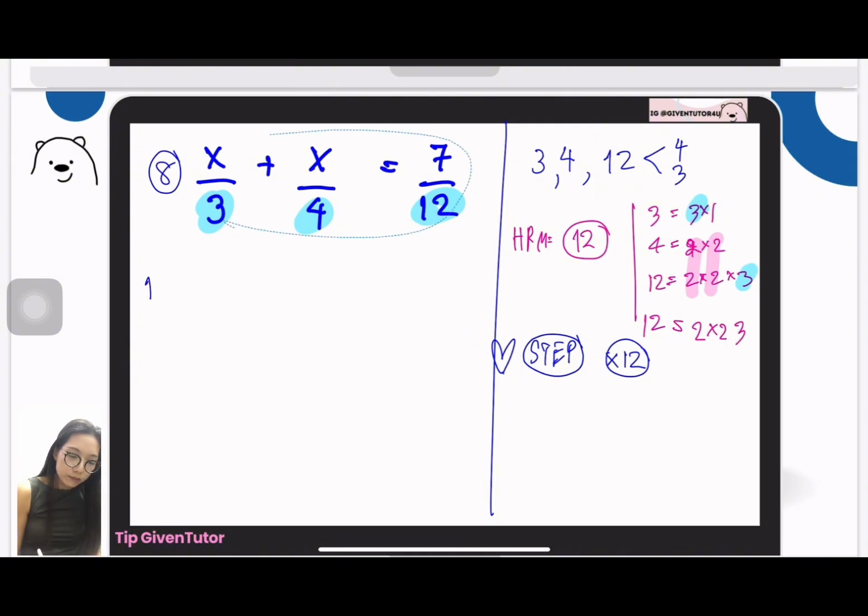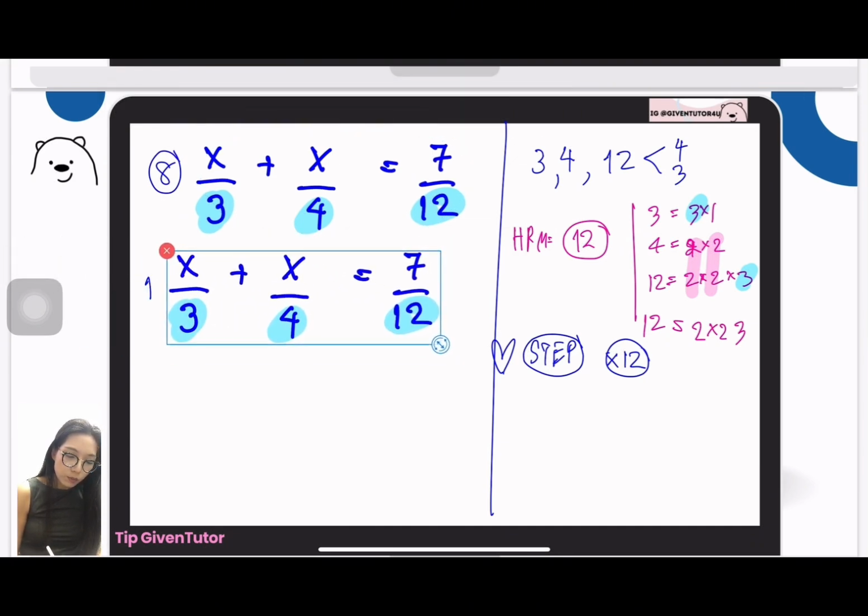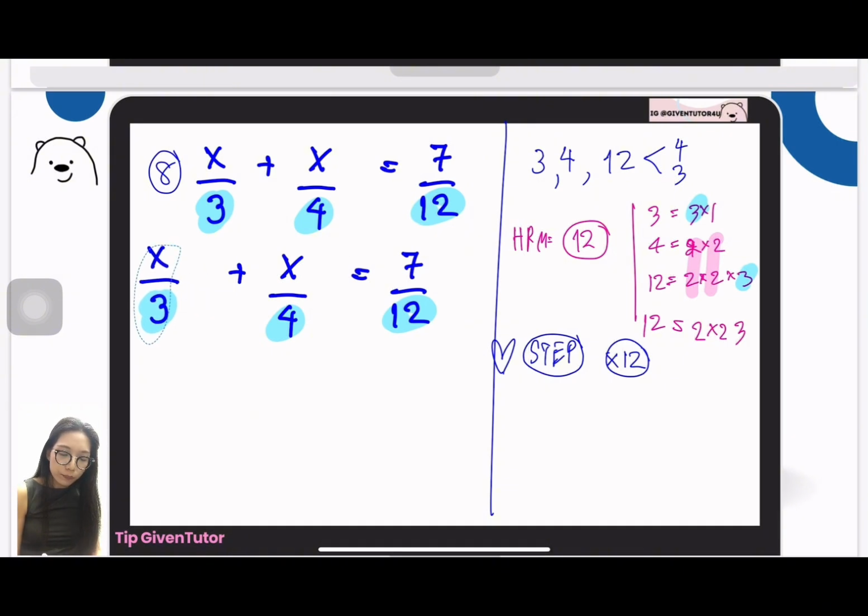Okay, I will copy and paste. Copy, place, and then we will multiply with 12, one by one. Please note this one, because people always forget to multiply all the terms. So we multiply 12 in here, 12 in here, 12 in here, right?